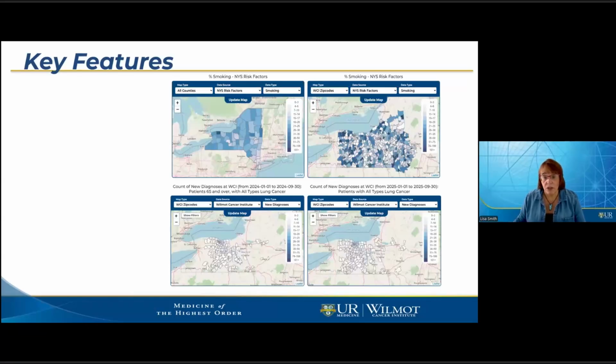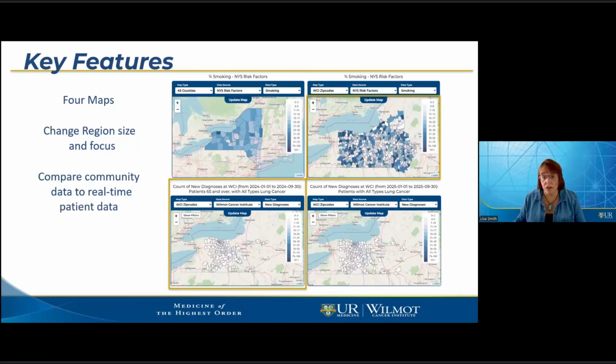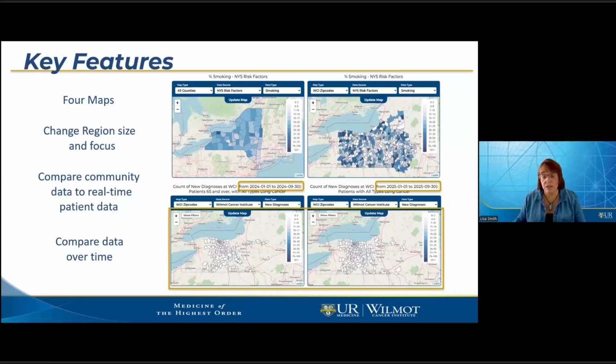In this example, we explore lung cancer. We use 4 maps, and we first consider community smoking prevalence for the whole state by county, and then focus on the catchment by zip code. Next, we compared the community data to the new diagnoses of lung cancer at Wilmot in the first 3 quarters of last year. And finally, we can add a map to look at the same diagnoses for the first 3 quarters of this year. We can review, alter, and compare these graphs on one screen with just a few clicks.